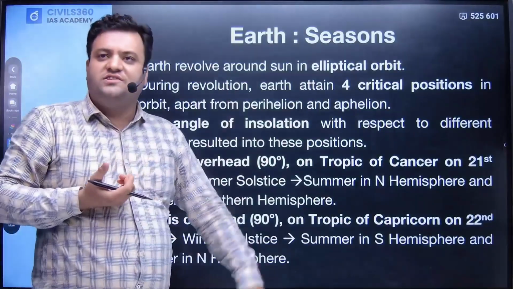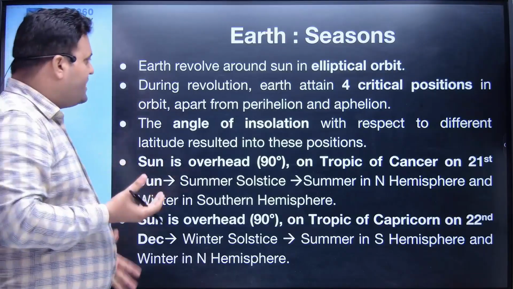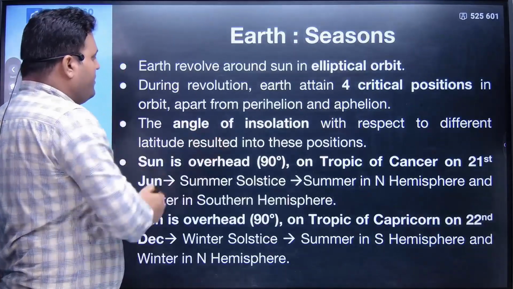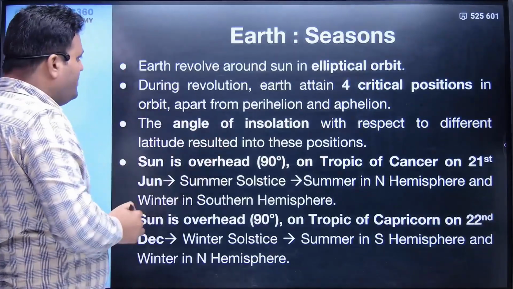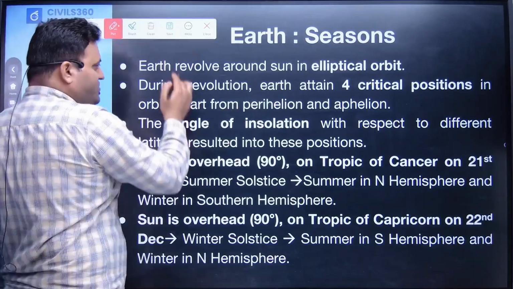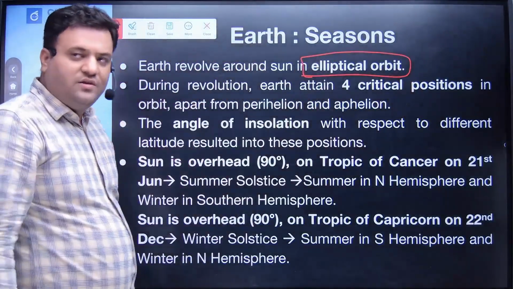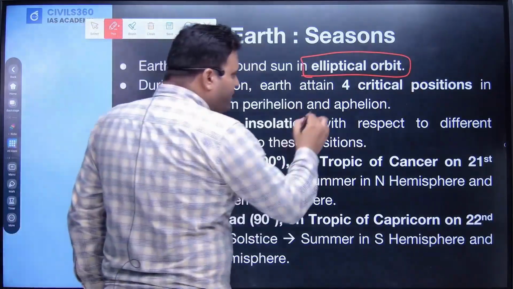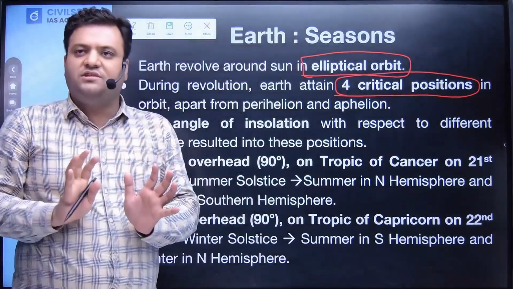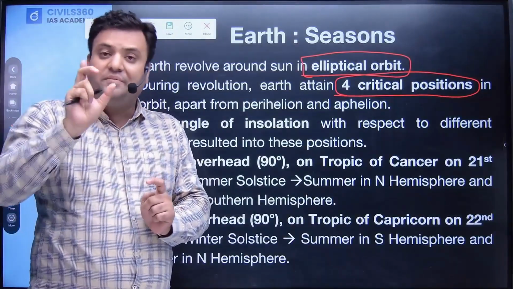Let's talk about seasons specifically. As I told you, our Earth revolves around the sun in an elliptical orbit. Now I hope you have clarity on this part. Now during the revolution, Earth attains 4 critical positions. There are 4 critical positions while revolving around the sun in the elliptical orbit, apart from perihelion and aphelion.